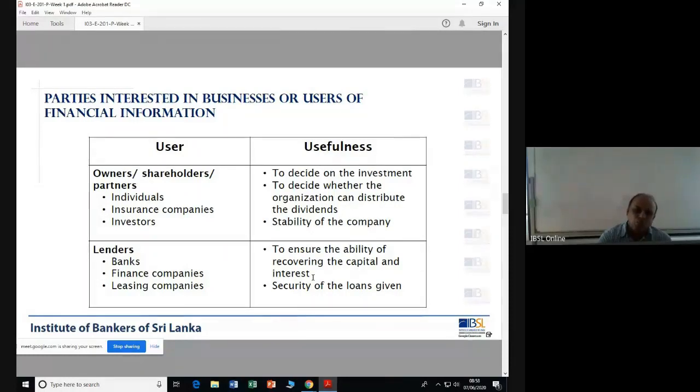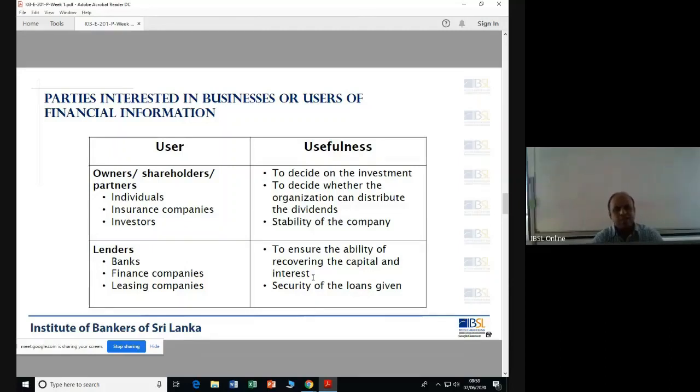Some examples would be, in the case of a sole proprietorship, individuals, or, as an individual, I will hold shares of a company. There could be insurance companies who have invested in the companies we are talking about, and there could be prospective investors or people who have invested already. So what are they looking for? To decide on the investment.